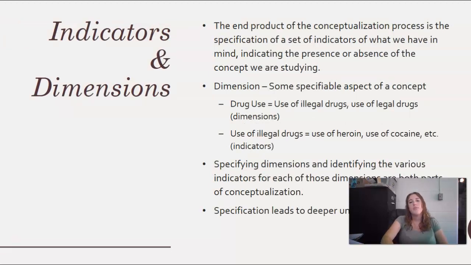So the end product of conceptualization is the specific set of indicators of what we have in mind being laid out. We can divide or subdivide our concepts into dimensions, which are different aspects of a concept. If we're sticking with our example of drug use, we can have illegal drugs or legal drugs. Splitting them up between those two things is step one. And then step two is we can divide our dimensions into indicators for each of those dimensions, which makes it even more specific.